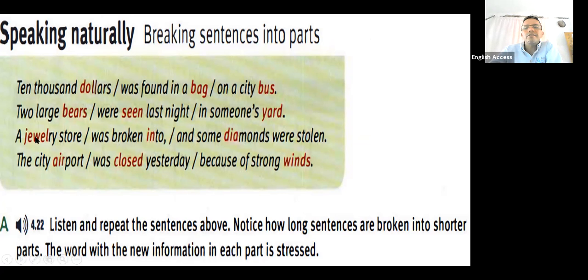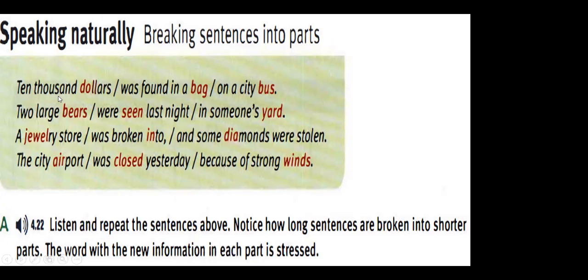All right, let's practice, please. I say it first, then you go one by one. Let me see, it's 5:35. $10,000 was found in a bag on a city bus. Gibran. $10,000 was found in a bank on a city bus.